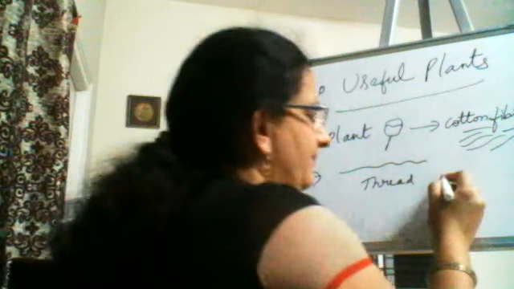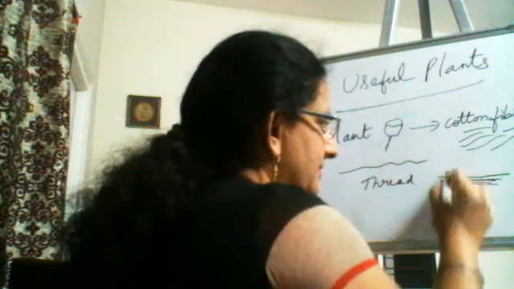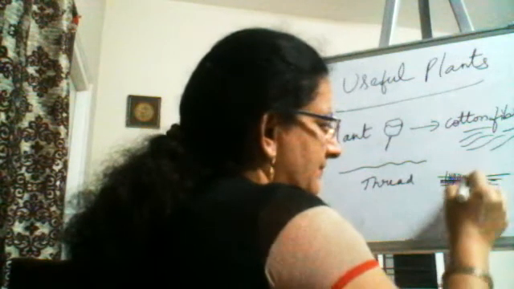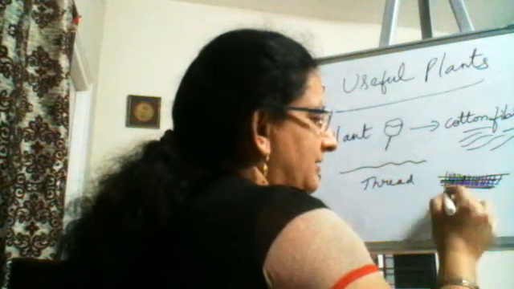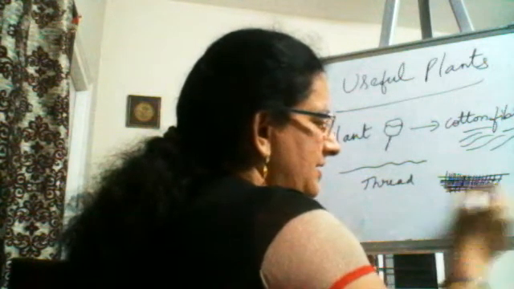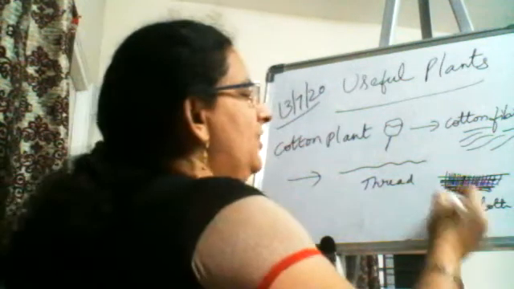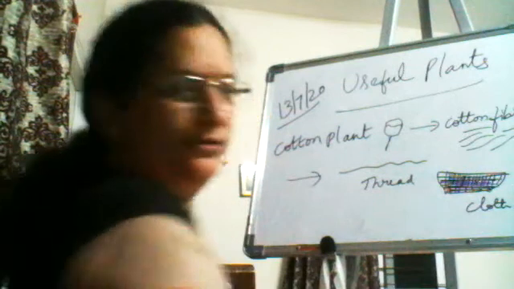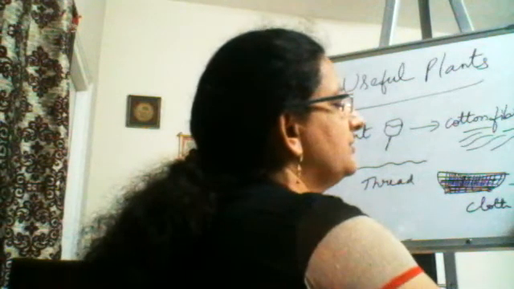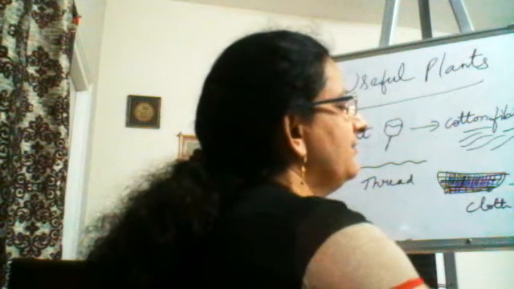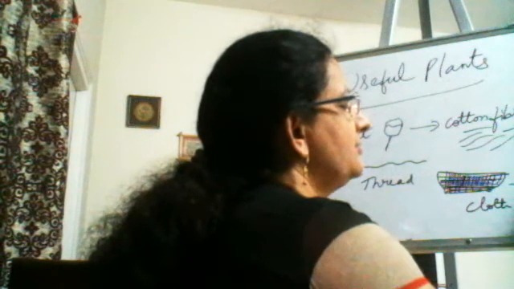From the thread you weave the cloth like this. You put the fibers and the thread like this and you will get the cloth. So what is this? This is the cloth. Okay. And this is a piece of cloth. From this cloth, the tailor will stitch you the shirt. What will he stitch? He will stitch the shirt that you are wearing.